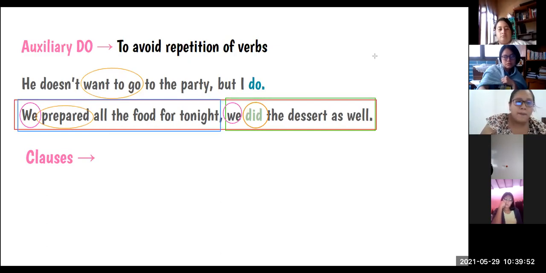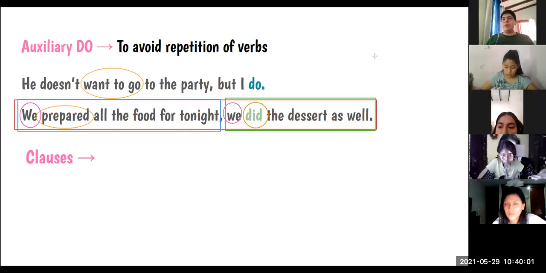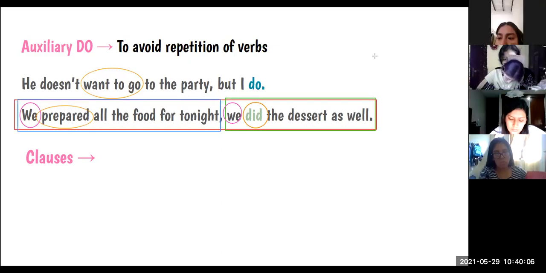Okay, tell me guys, what is the difference between a sentence and a clause? That the sentence can contain more clauses. Yes, in one sentence, we can have one clause or we can have more than one clause.